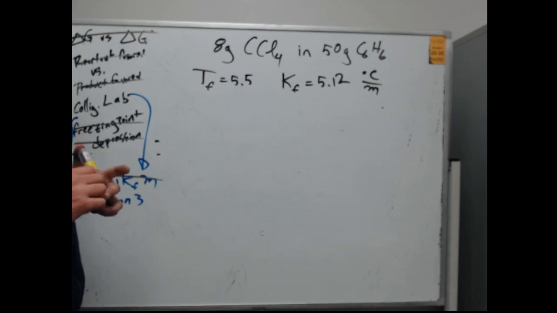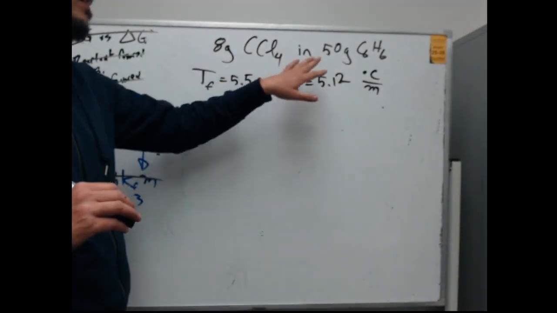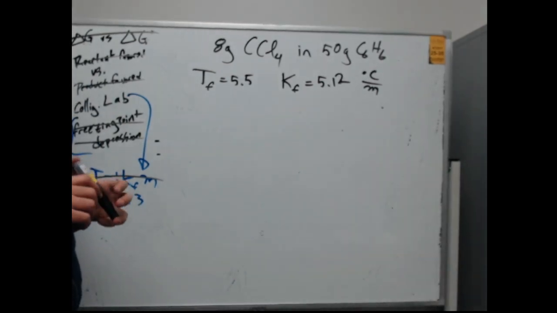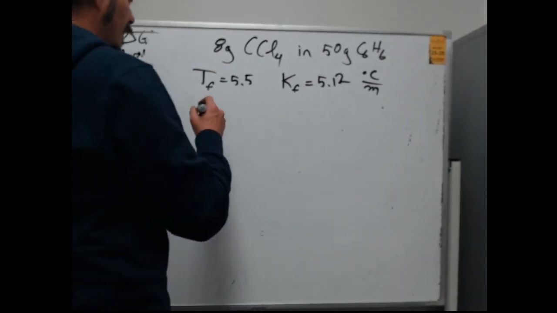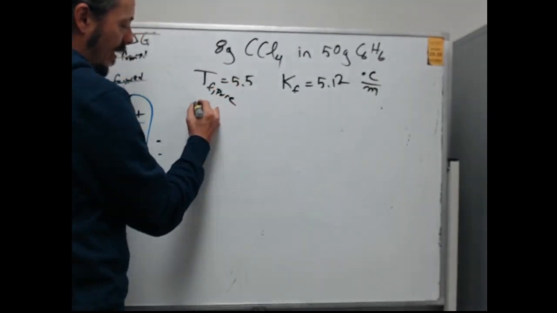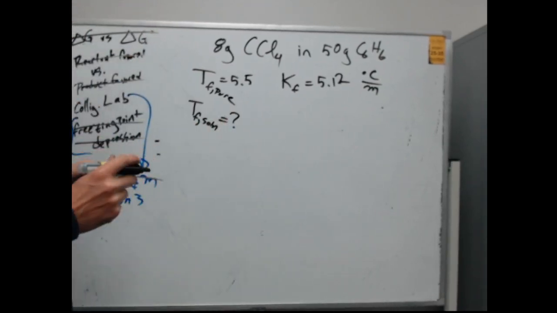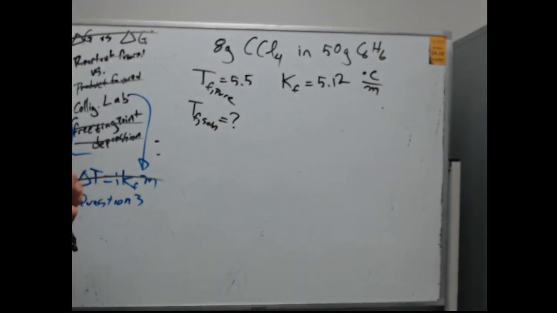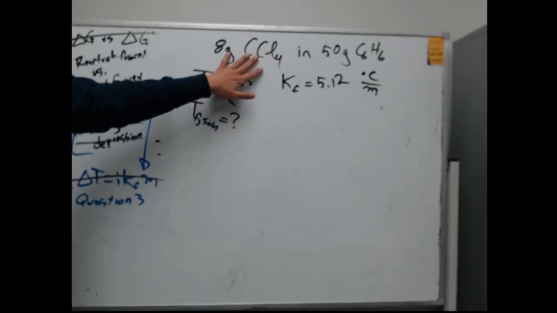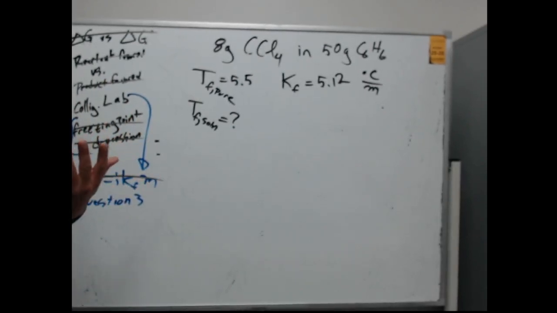Alright. So we've got our initial freezing point, we've got our freezing point constant, we've got the carbon tet in, and it's asking for the new freezing point. I'm going to call this TF pure, and then we want to find TF solution. That's the thing we're looking for. We're going to put 8 grams of carbon tet into 50 grams of benzene. It's a nonpolar covalent compound, so it'll dissolve well in benzene, and we're going to see how the freezing point of benzene changes.